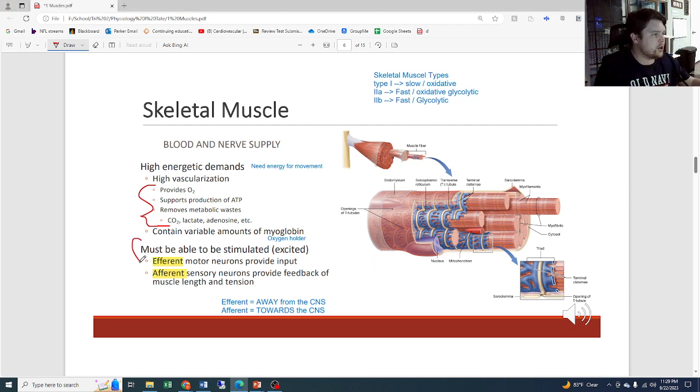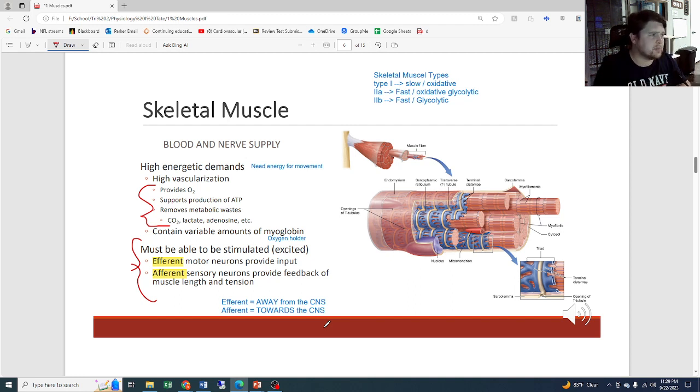And when we talk about nerves, we talk about efferent and afferent nerves. Efferent means that they're going away from the central nervous system, away from the brain into the peripheral nervous system, which goes to the muscles. Afferent goes towards the CNS, towards the central nervous system, so back into the spinal cord, up to the brain. And that gives us our sensory information.